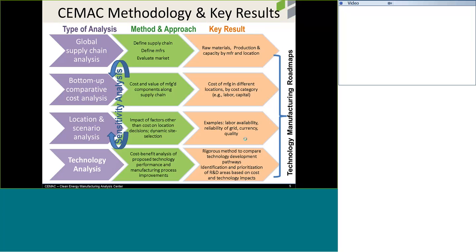It also helps tell you what the influence of quality, currency, and other pieces are. And then finally, the big takeaway that people can get from a techno-economic analysis that CEMAC does is it provides a rigorous method to compare pathways. And so a lot of different technologies, solar being a good example, tie this into their roadmaps because it's a way of identifying and prioritizing R&D areas based on cost and the technology impact.